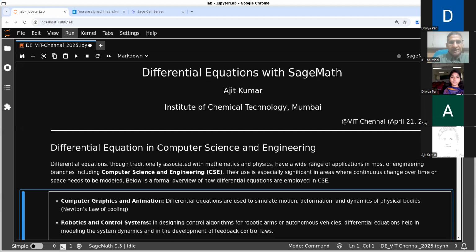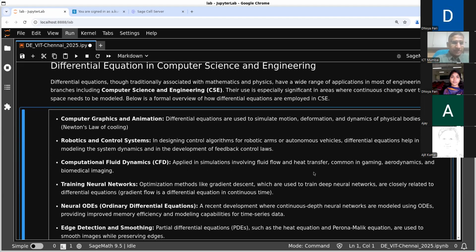Some of the applications that one can directly see from computer science are computer graphics and animations. Many times differential equations can be used to simulate motions, deformations, and many dynamics of physical bodies. For example, you all must have studied Newton's law of cooling. That's nothing but a simple differential equation. You must have already seen how to solve it.